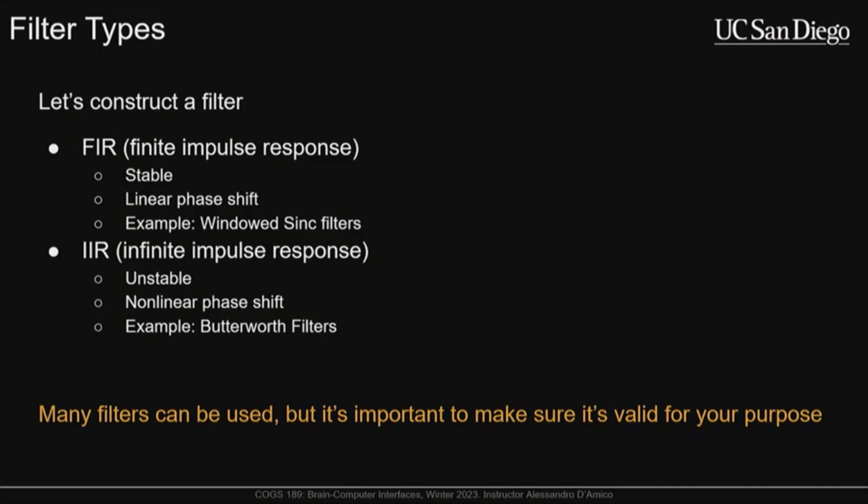So if it's a bandpass filter, the low cutoff and the high cutoff are critical for stability. The sampling rate can affect it. So in general, I'd like to focus on using FIR filters, which perform generally a lot more reliably, and they have a lot of really nice properties that make them intuitive for working with. And again, many filters can be used, and it's important to make sure it's valid for your purpose. Also, we're focusing just on temporal filtering today. We'll cover spatial filtering when we talk about motor imagery and common spatial patterns.